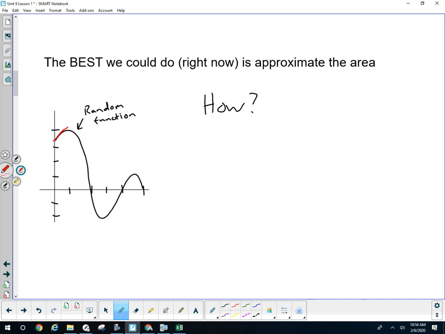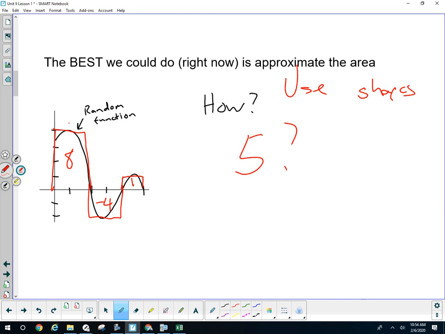Now, I don't know exactly what this value is, so I'm going to make it easier. I'm just going to use a rectangle here and a rectangle here, and I'll say I'm a little bit over here, but I'm also a little bit over on the other side. This is 2 by 4, that's 8. This is 2 by 2, that's -4. This is 1 by 1, that's 1. So 5. I'm going to use shapes, I'm going to use geometry. That makes sense?